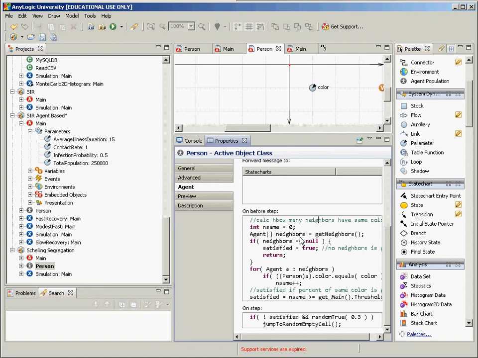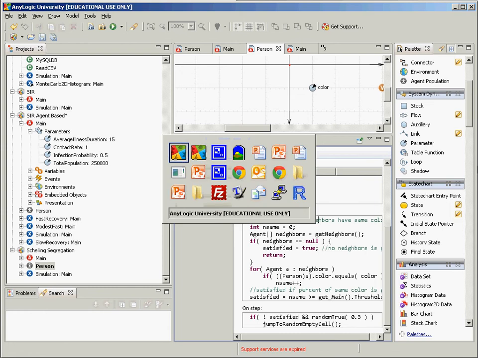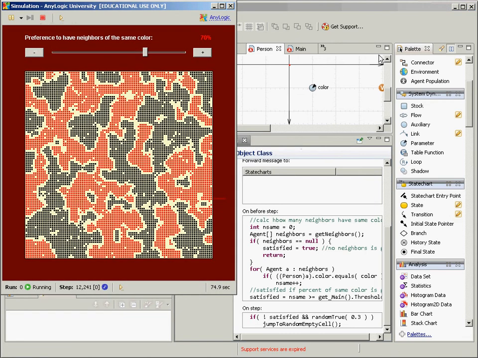Now their satisfaction is going to depend on the number of people around them, the composition of people around them. Are they the same color or not? Okay, so that will indicate whether or not they're satisfied with their context. This is not in any way to justify it, but to examine the effect of having some measure of color preference.